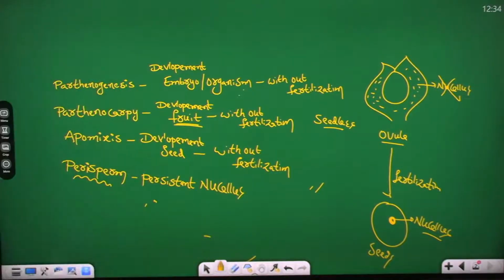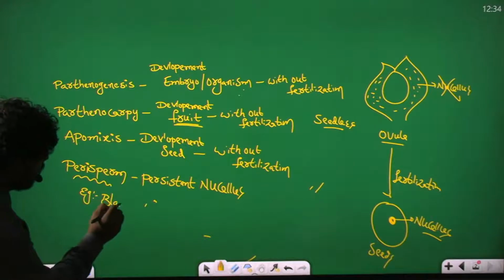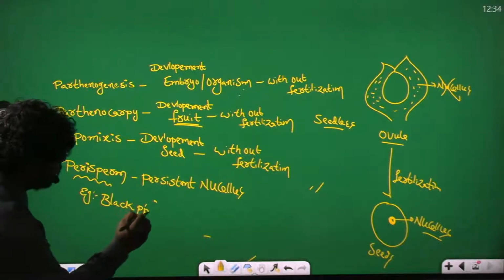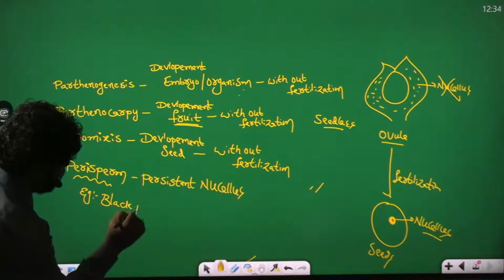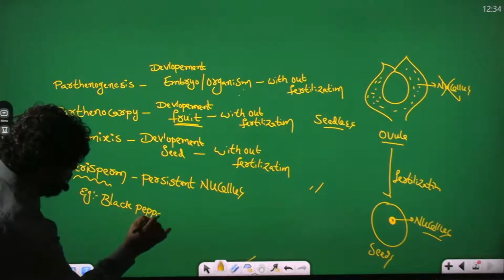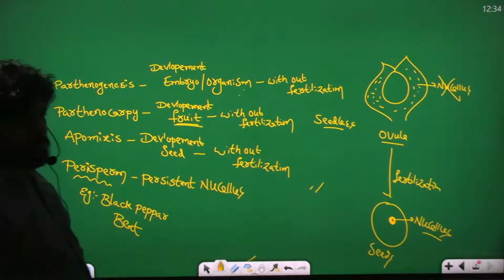Persistent nucellus is called perisperm. The example is very, very important: black pepper. Black pepper is the best example. Black pepper and beet are the best examples.